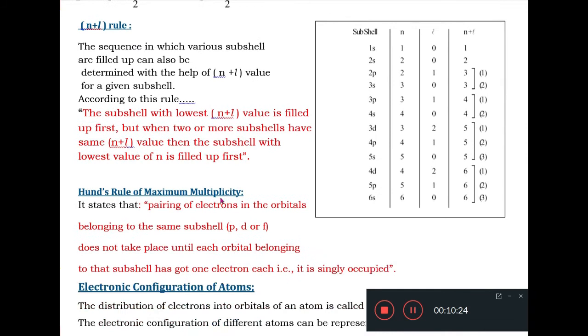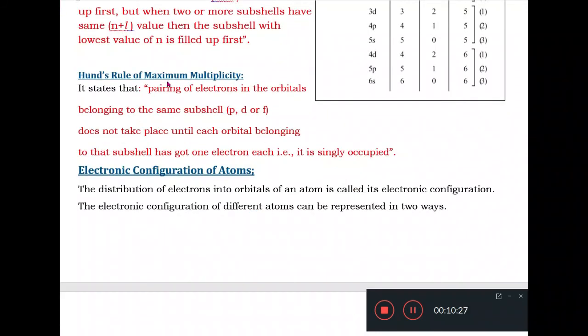Now, next rule is Hund's rule of maximum multiplicity. According to this rule, student, pairing of electrons in the orbitals belonging to the same subshell does not take place until each orbital belonging to the subshell has got one electron each, that is, it is singly occupied. Student, it means, for example, let's say this one is p subshell. Now there are 3 orbitals in the p subshell.